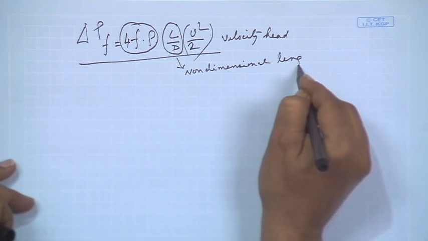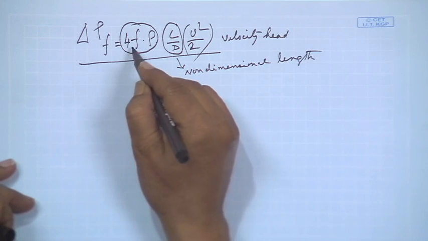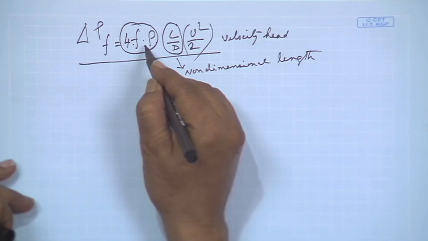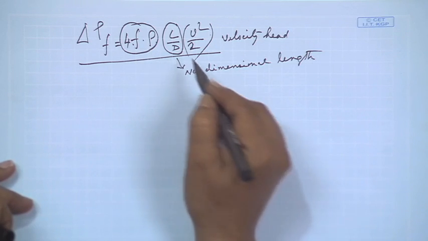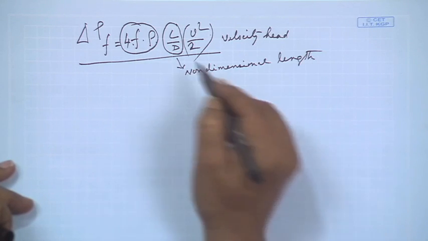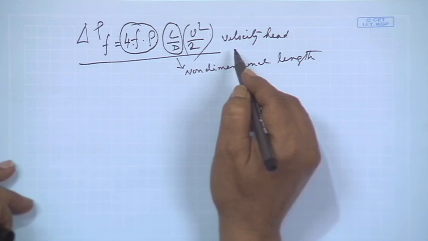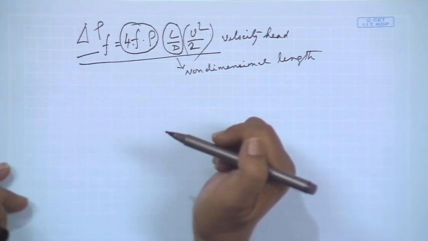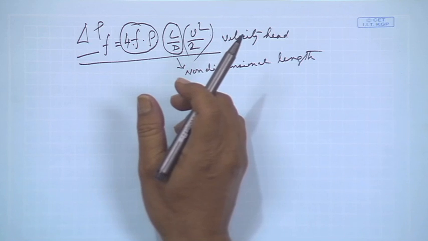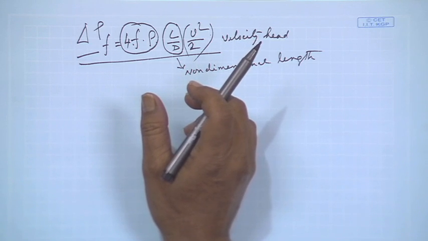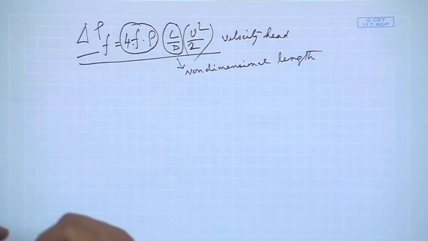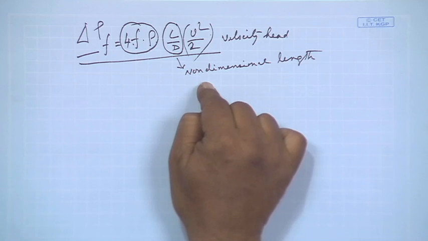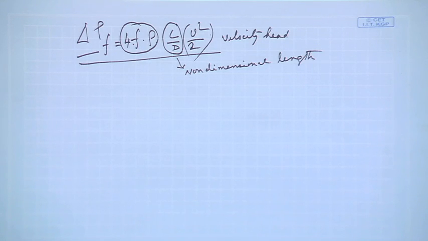So, 4 times friction factor into density into non-dimensional length L by D and velocity head V squared by 2 is the pressure drop, right. If we are able to remember this way, it is very easy to find out fanning friction factor easily, right.